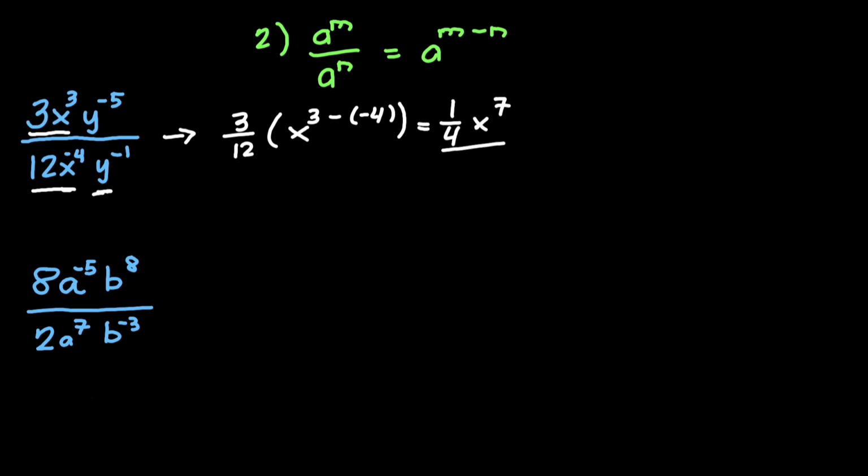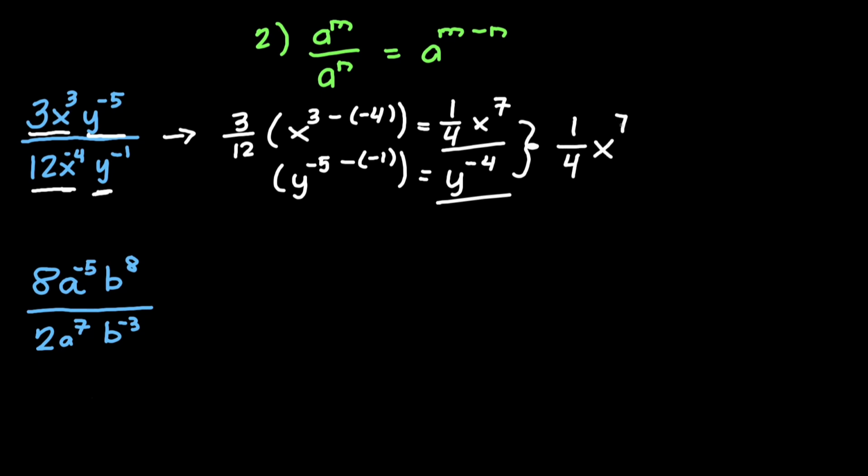And now, let's focus on these y values. So it would be y raised to the power of negative 5 minus negative 1. Negative 5 minus negative 1 would be simply negative 5 plus 1, which would be negative 4. Combine this together, you will get 1/4 x raised to the power of 7, y raised to the power of negative 4.